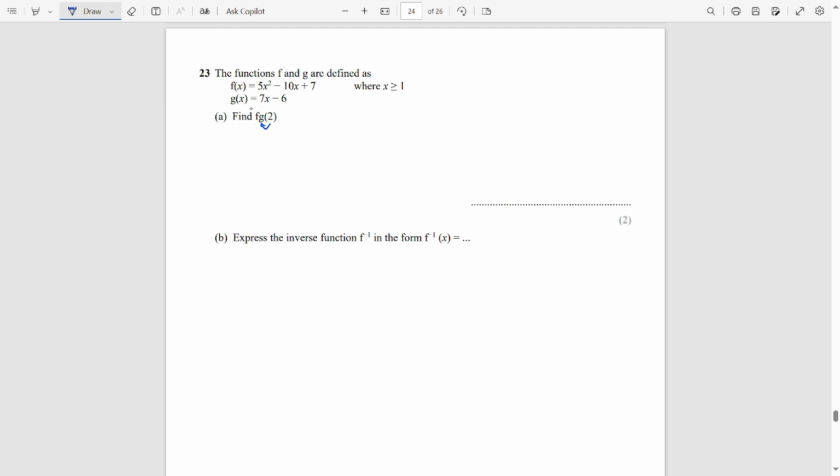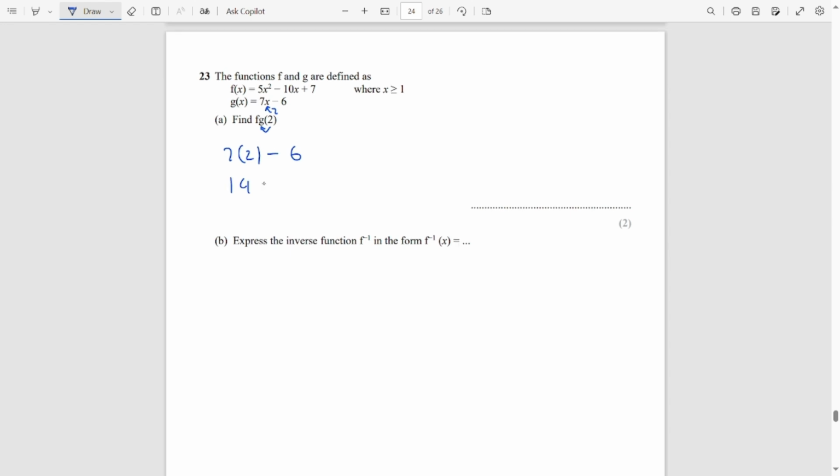So we find the function g, and first of all, I'm going to put 2 in there. So I'm going to do 7 times 2, which is 14, minus 6, and I get an answer of 8. Oh, sorry, that's not the answer. 14 minus 6 does get you an answer of 8, but it's not the final answer because we are only halfway done. 8, because this was g of 2. Now I need to work out f of that.